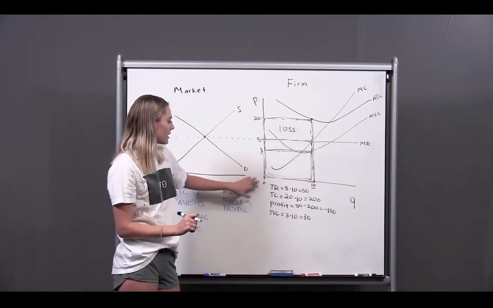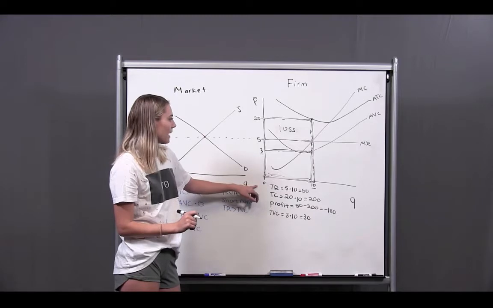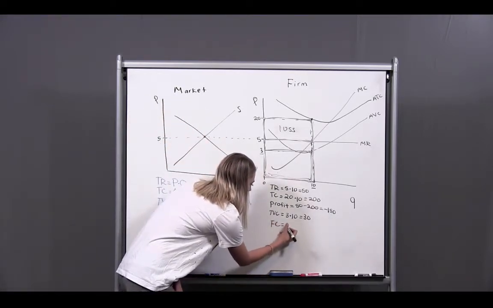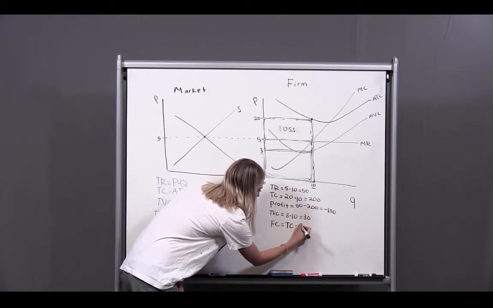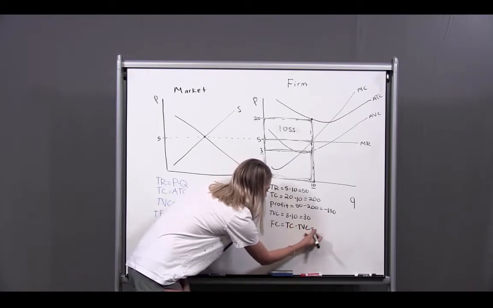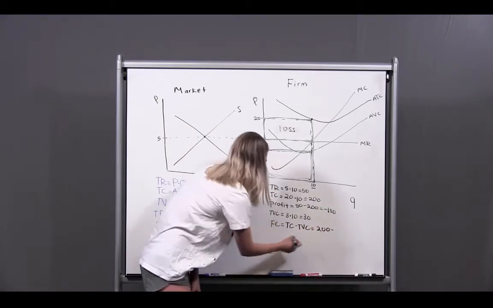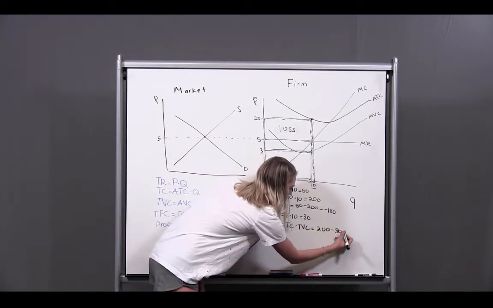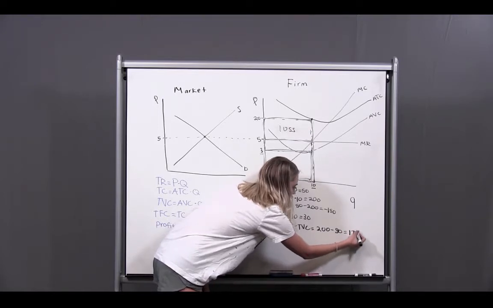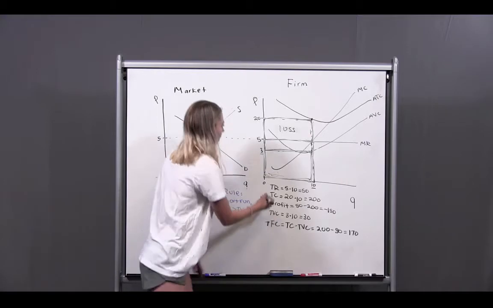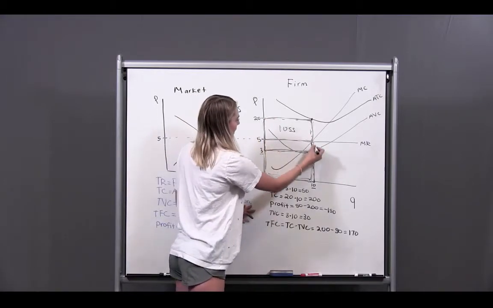However, if this firm were to leave the market, they would only have to pay their fixed cost. So fixed cost equals total cost minus total variable cost. And their total cost is $200. Their total variable cost is $30. So their total fixed cost is $170. That is shown by this area right here.